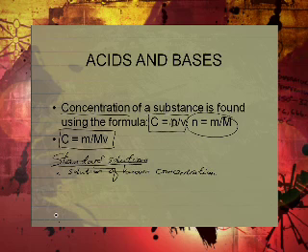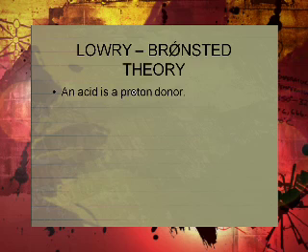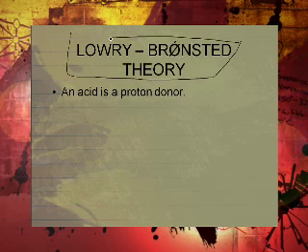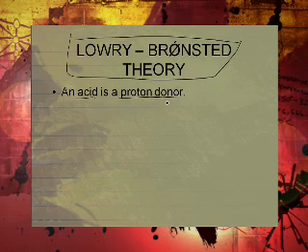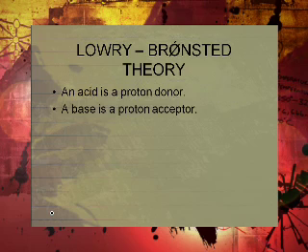Next, looking at the acids and bases, we've got this theory here which is mostly used, the Lowry-Bronsted theory. In this theory, we define an acid as a proton donor. So it gives protons. It's a proton donor. How do we define a base? A base is defined as a proton acceptor, so it receives protons.